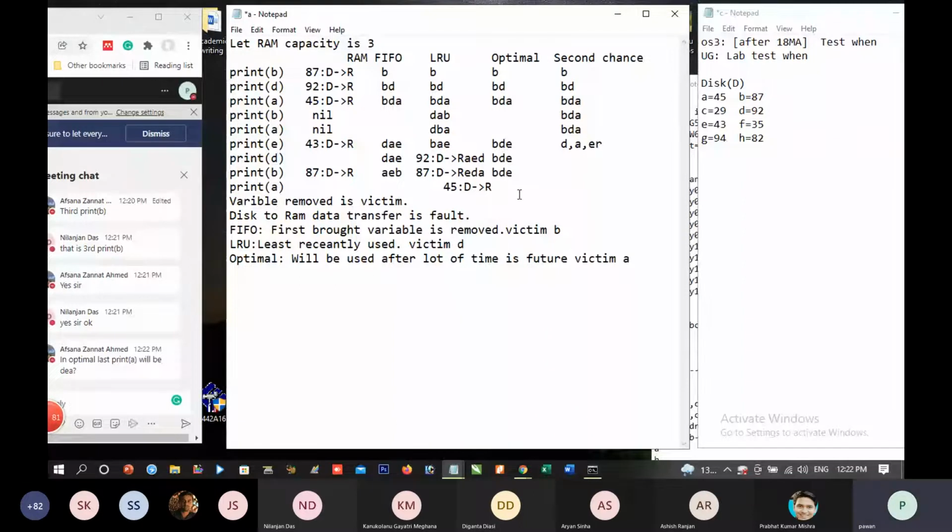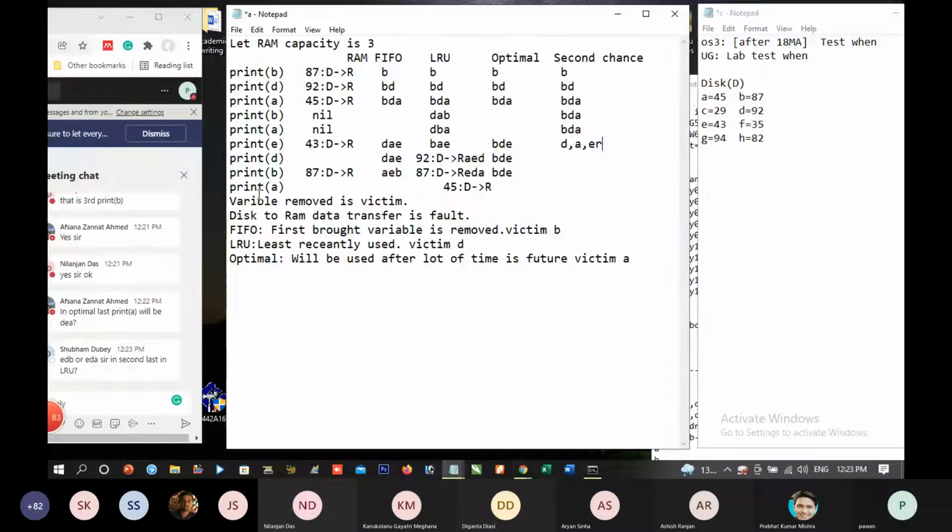You see, in the optimal, the order is not important, because the decision about A we can only see once we know the future. But after the last print, the future is not given. Is it correct? So we cannot think in terms of the victim in case of the last A. Second last. Okay, let us see this.